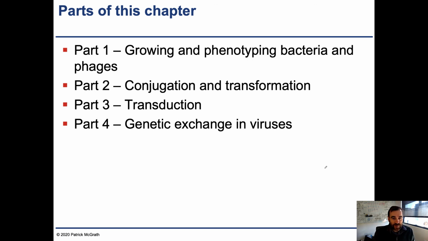This chapter will be separated into 4 parts. First, we're going to talk about how you grow and phenotype bacteria and phages. Second, we're going to talk about conjugation and transformation. These are methods of DNA exchange in bacteria, actually 2 methods. Third, transduction, a third method of DNA exchange that's mediated by phages. And then fourth, we'll talk about genetic exchanges in viruses.